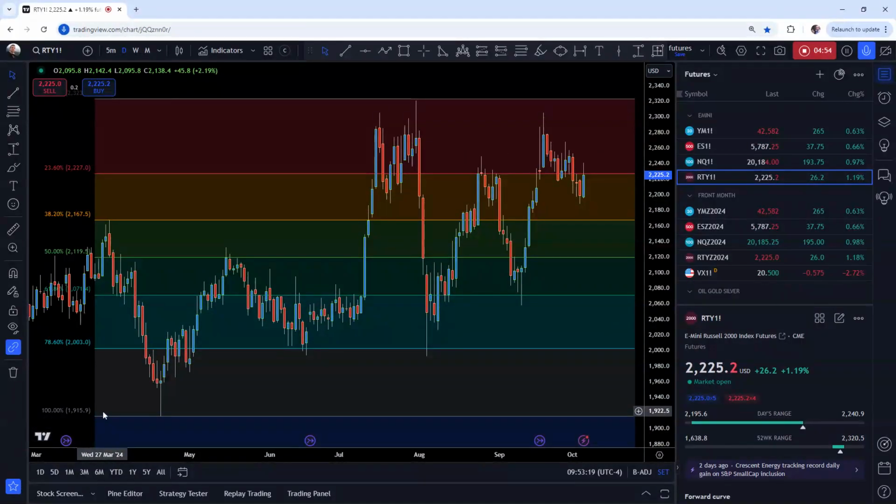Okay, so here's the low of the move. Here's the high of the move, right? So low to high, look for a 50% retracement. And look what happened. Boom.